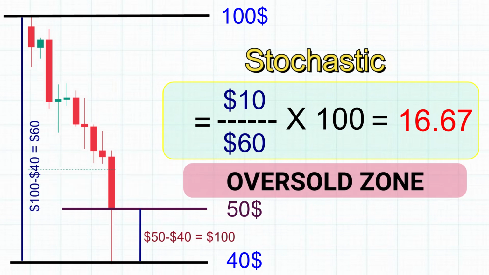The low value of the stochastic indicator indicates that the closing price is only 16.67% above the low point of the range. Consequently, the momentum of the downtrend is very strong.